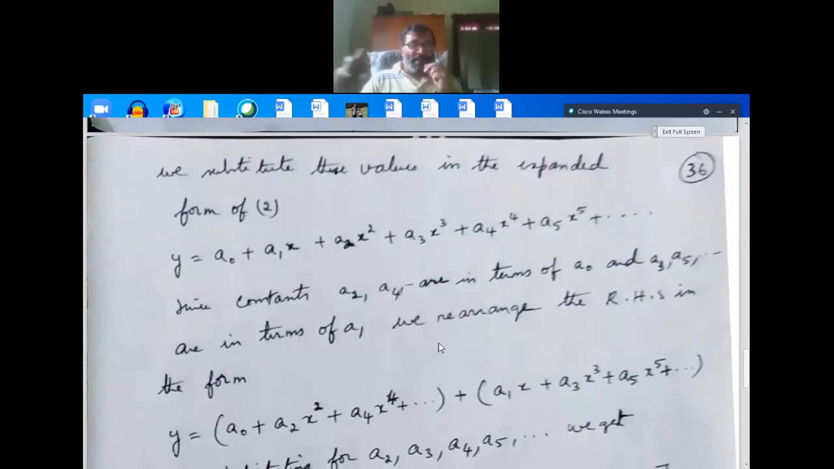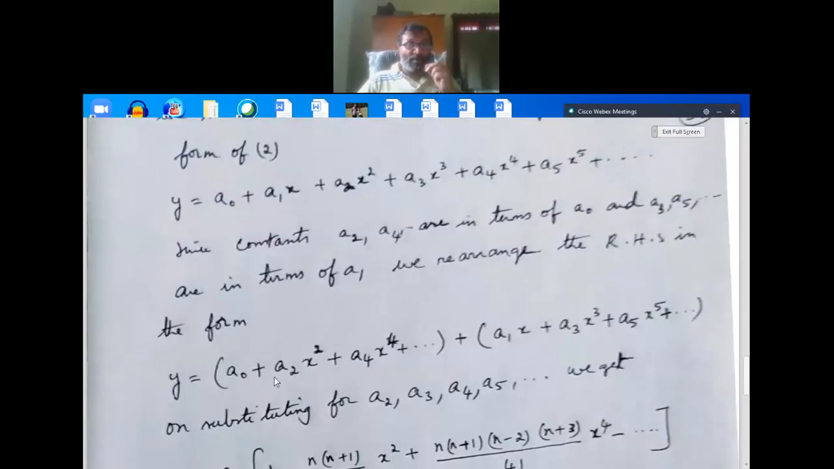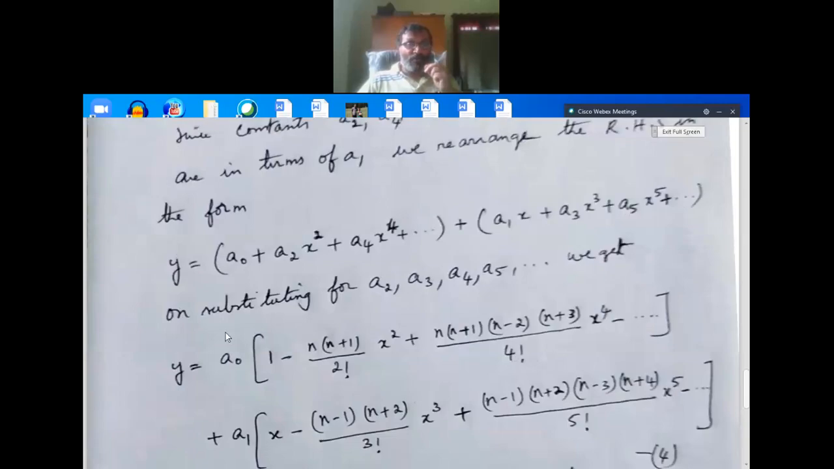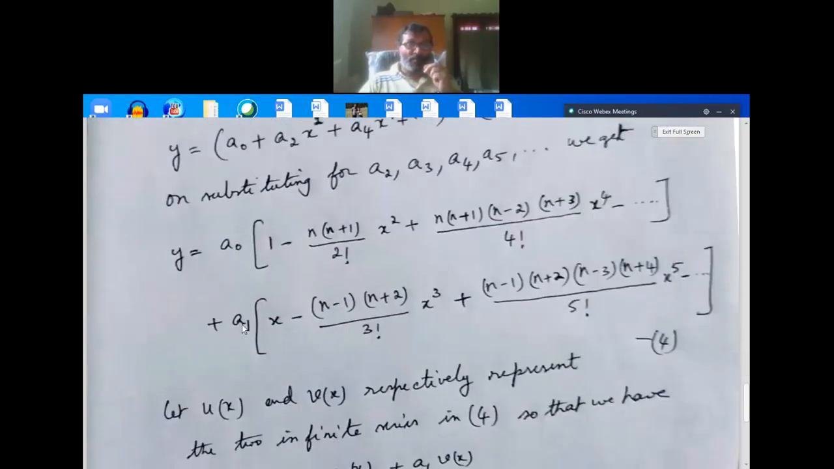So taking that into consideration, now we expand the equation to the power series solution. Y is equal to a0 plus a1x plus a2x squared plus a3x cubed plus a4x power 4 plus a5x power 5, etc. Now since a2, a4 are in terms of a0, and a3, a5, etc. are in terms of a1, we split this and write all the even terms together and all the odd terms together. So a0 plus a2x squared plus a4x power 4, plus a1x plus a3x cubed, etc. And substitute the values of a2, a3, a4, etc. We get one set of terms in terms of a0, another in terms of a1.